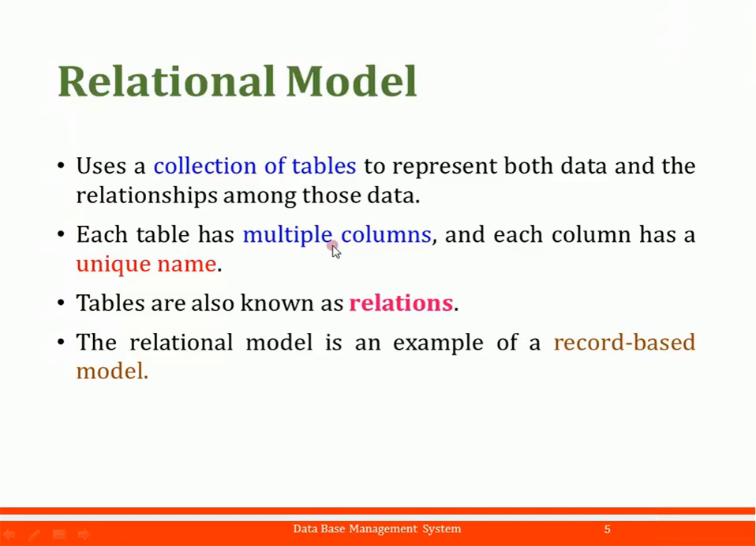Each table has multiple columns, and each column has a unique name. So we have tables, and tables contain columns, and each column has a unique name. The tables are also called relations in a relational model. And this relational model is the best example of a record based model, because each of these relations are called records.